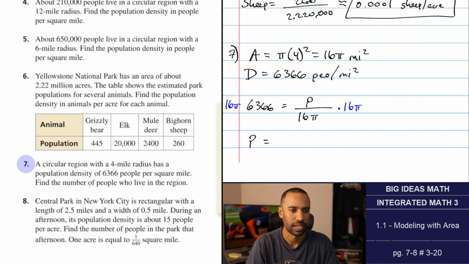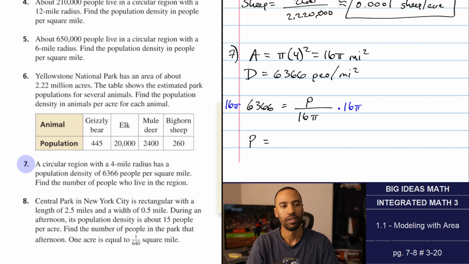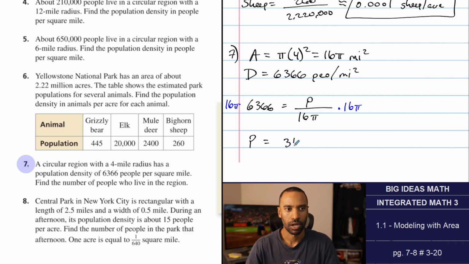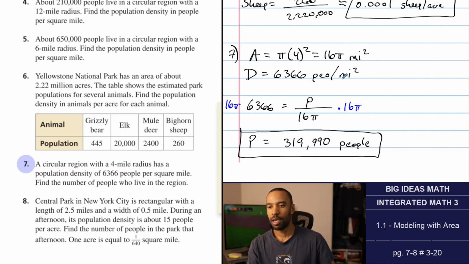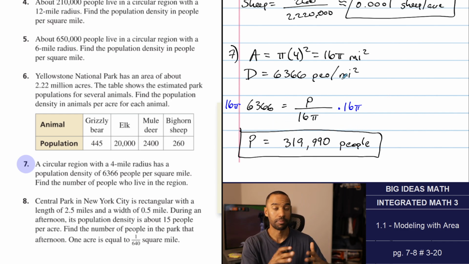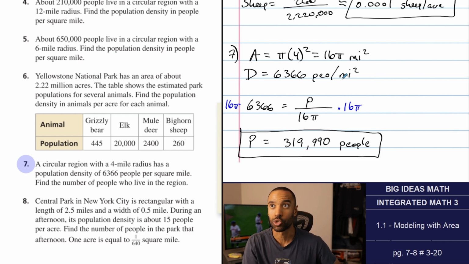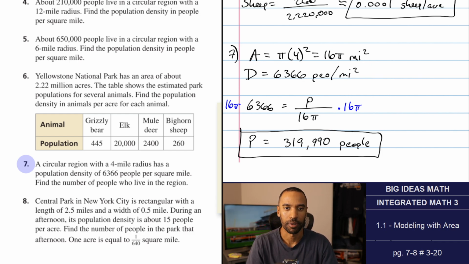And I'll let my calculator take care of that. We're getting around 319,990 people. That's the population itself. To have that density, and that makes sense. That many people per square mile times the number of square miles, right? That's what we get out of that one.